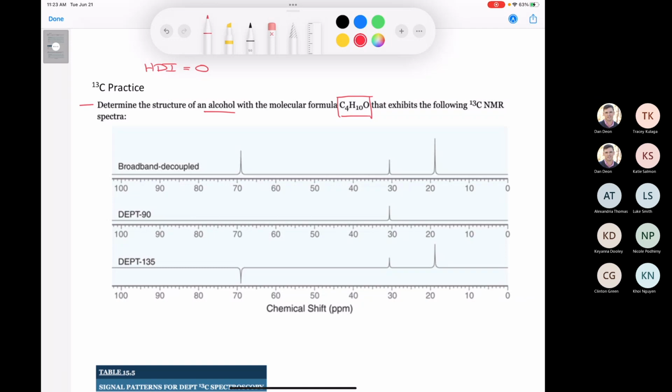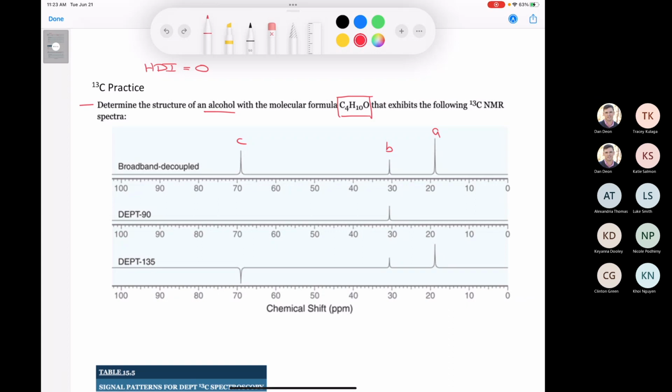Well, now let's take a look at the broadband decoupled. We have 1, 2, 3 types of carbons. Now notice we have a total of 4 carbons in the molecule. That means that there must be some symmetry somewhere in the molecule because we're only seeing 3 signals.